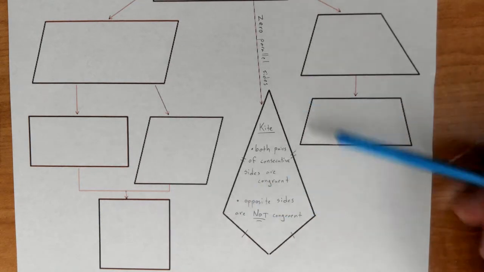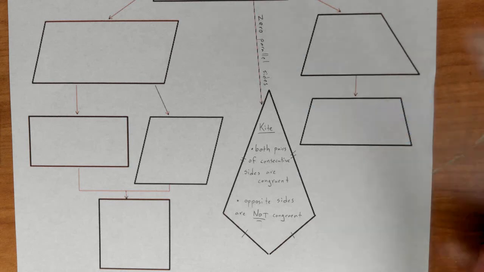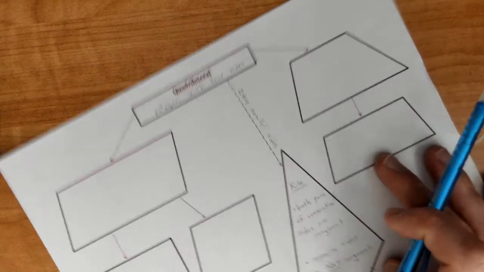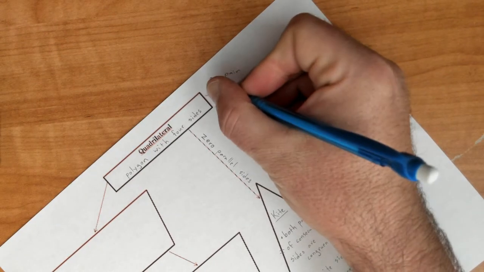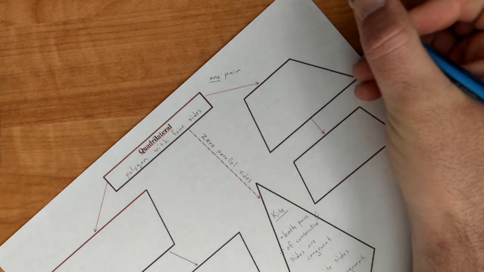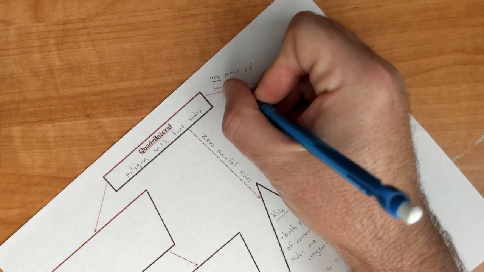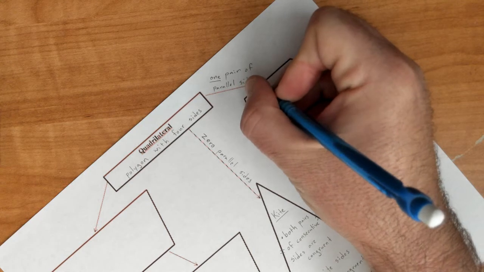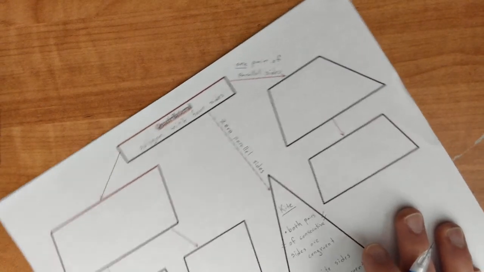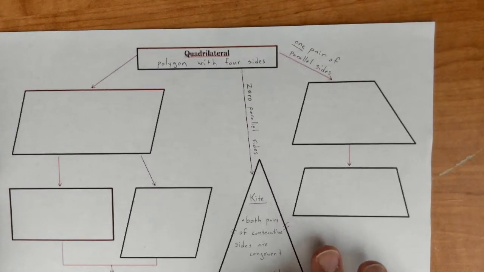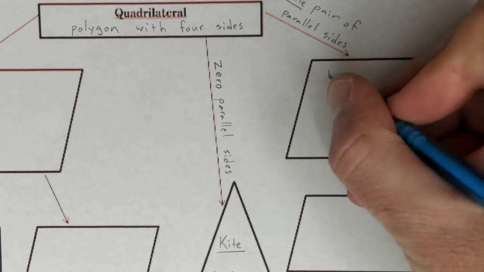And we haven't really talked about those too much. But let's say that instead of 0 parallel sides, we have 1 pair. One pair of parallel sides. Now, hopefully you already know, if your quadrilateral has one pair of parallel sides, then it has a special name. It is a trapezoid.